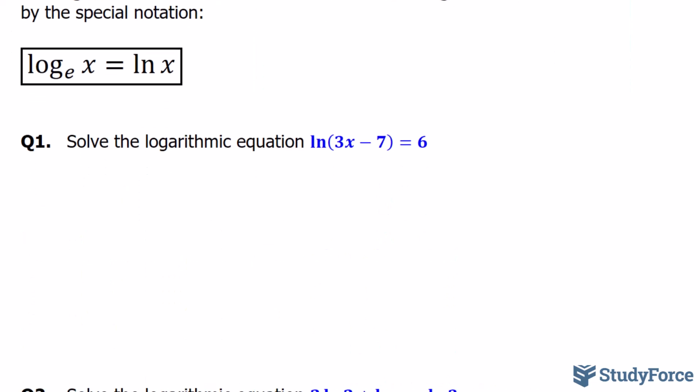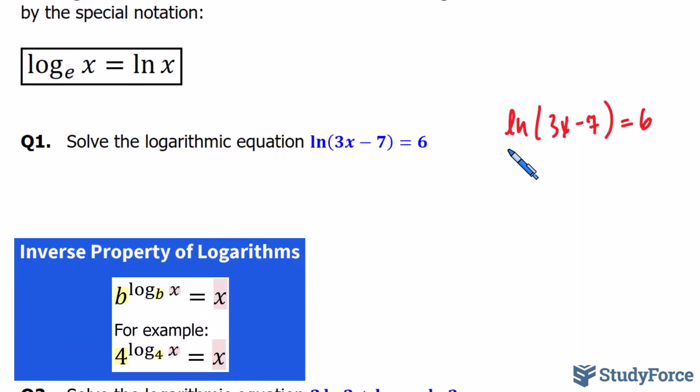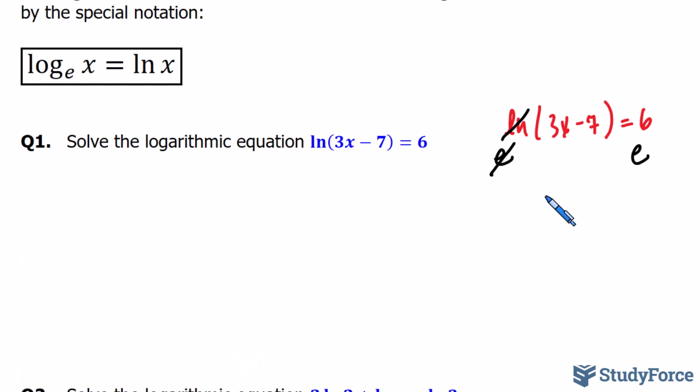In our first equation, we have ln of 3x take away 7 is equal to 6. The very first thing we want to do is get rid of this ln part, and we can do that by raising both sides of the equation as exponents to the base e. Watch what happens. If I introduce the base e to both sides, the base e and the ln part will cancel out, leaving us with 3x take away 7 is equal to e to the power of 6.